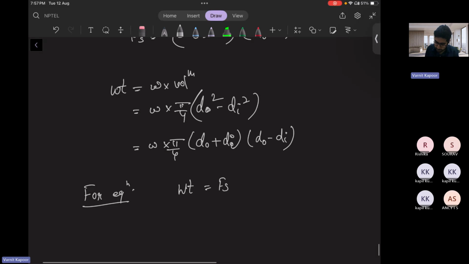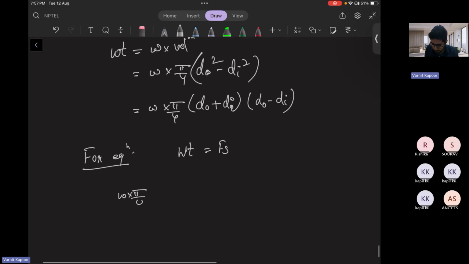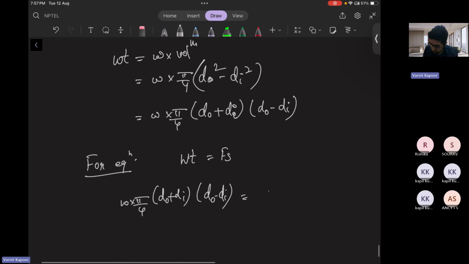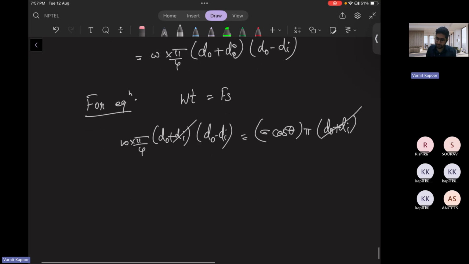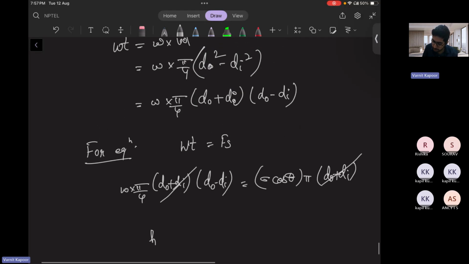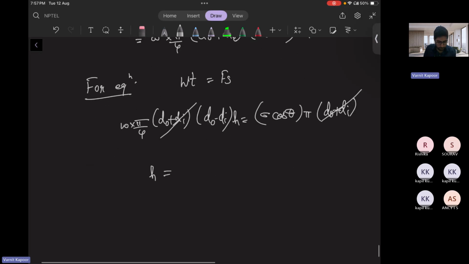Weight is Fs, so it is W into pi by 4 (d outer plus d inner) into (d outer minus d inner) times h, sorry, h I have missed, is equal to sigma cos theta pi into (d outer plus d inner). This gets cancelled. So h will come from here, that is 4 sigma cos theta by W into (d outer minus d inner).